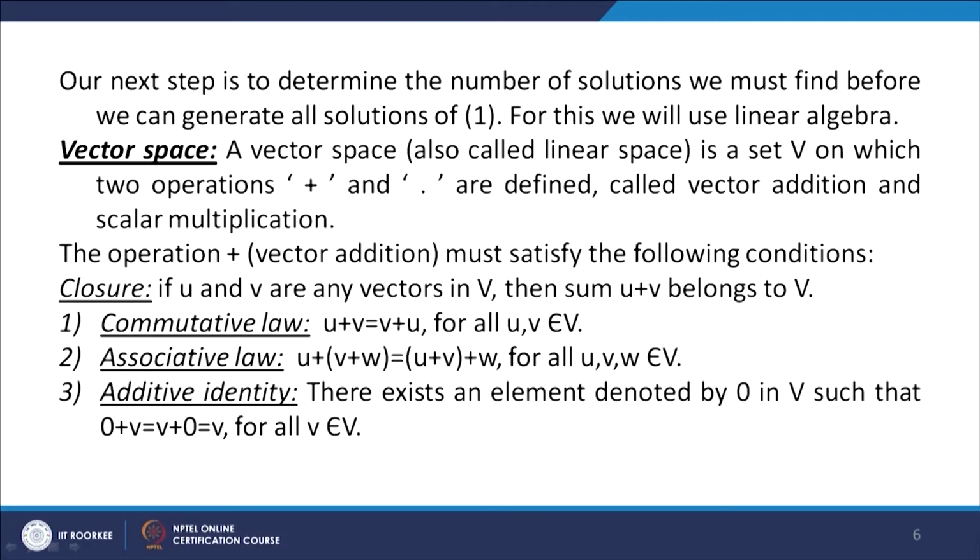Then if you take any two solutions u and b belonging to B, the commutative law, u plus b equals b plus u, is clear. Associative law: (u plus b) plus w equals u plus (b plus w) for all u, b, w belonging to B. If u, b, w are solutions of the equation x dot equals Ax, then this associative law is also clear. Now additive identity: there exists an element denoted by 0 in B such that b plus 0 equals 0 plus b equals b for all b belonging to B.